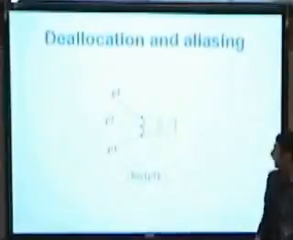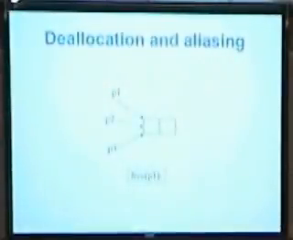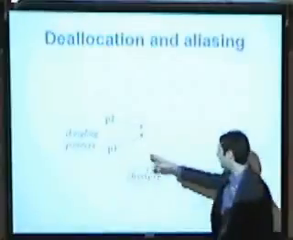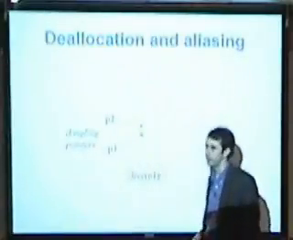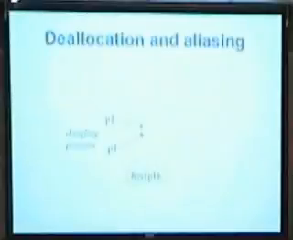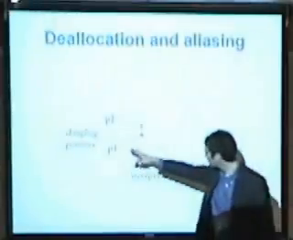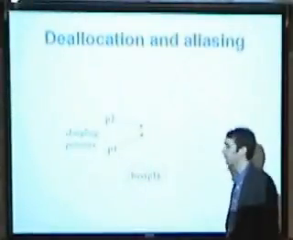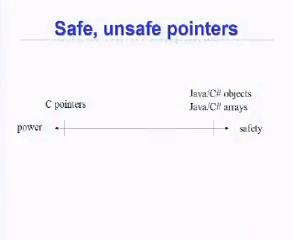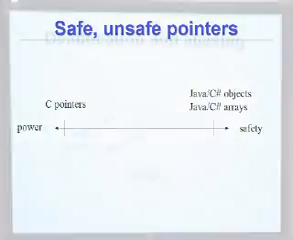If I say free the pointer P1, and there are also other pointers P2 and P3 to this object, once I free P1, I have P2 and P3 pointing to the empty space where P1 used to live. And loads and stores through P2 and P3 are now unsafe. There may be different types of data allocated where that object used to be.